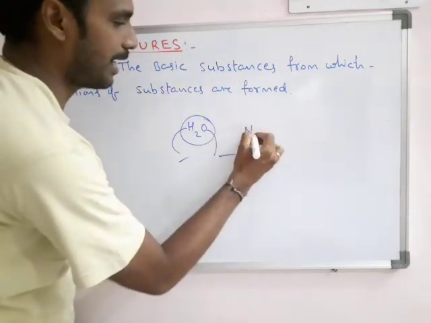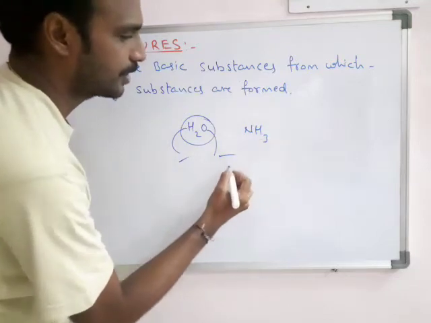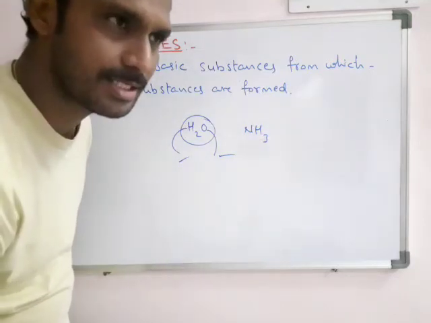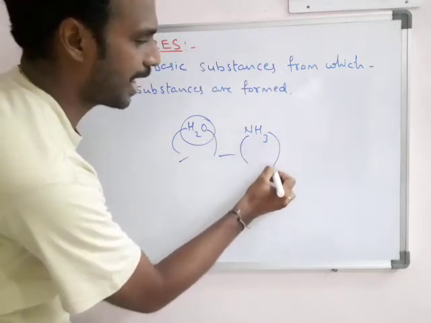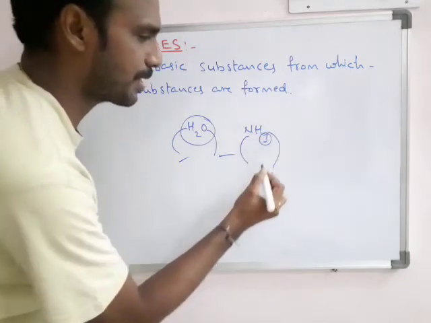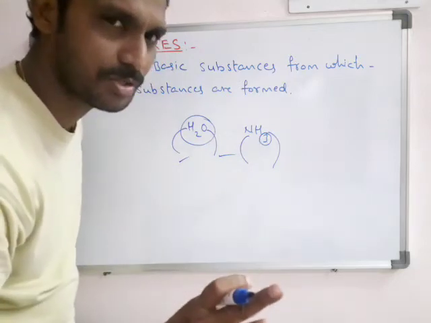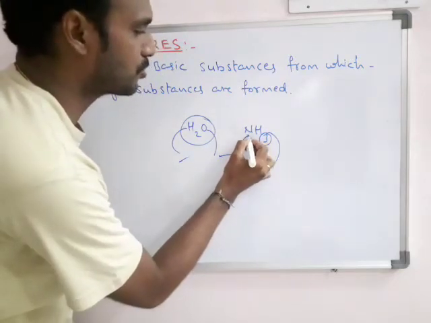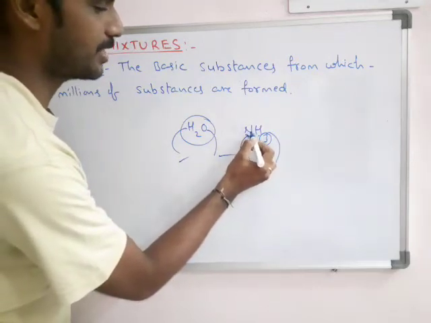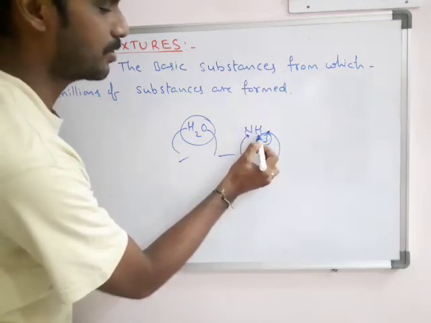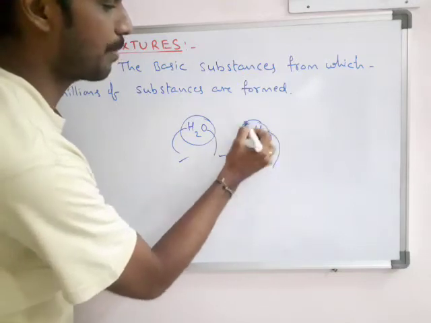For example, ammonia. In ammonia, how many elements are present? Here again two elements are present: nitrogen and hydrogen. Three hydrogens are present, and they belong to hydrogen only. Means here two kinds of elements are present, a nitrogen element and a hydrogen element, combined to form ammonia.